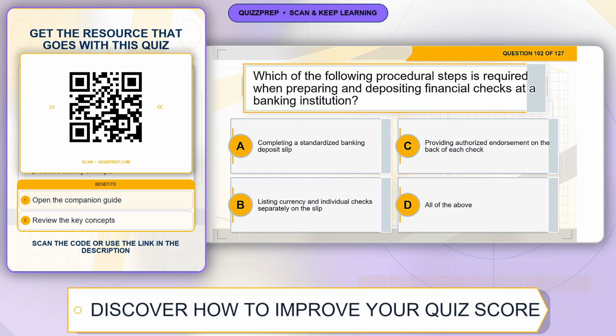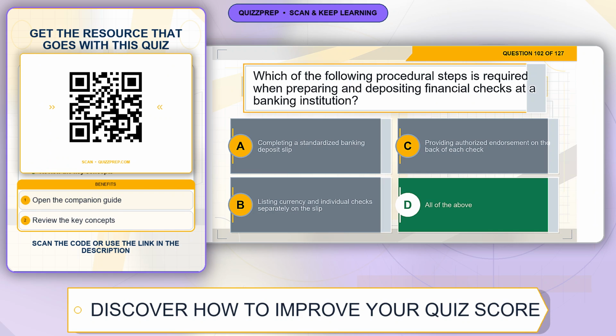Question 102. Which of the following procedural steps is required when preparing and depositing financial checks at a banking institution? Option A, completing a standardized banking deposit slip. Option B, listing currency and individual checks separately on the slip. Option C, providing authorized endorsement on the back of each check. Option D, all of the above.